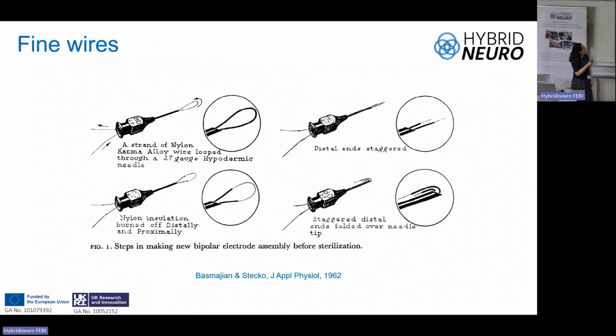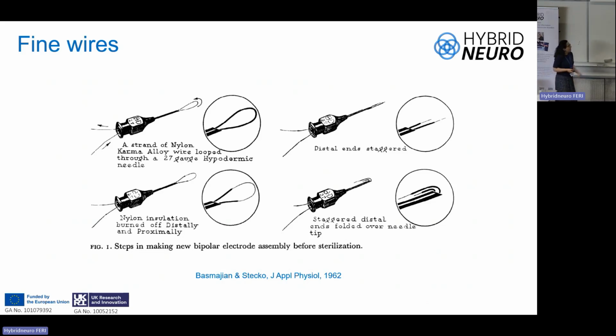So you have here a metal wire, and this metal is covered with some insulation, for instance, nylon in this case. So you make a loop, you insert it into a hypodermic needle, then you remove the insulation at the tip so that the bare metal is able to record the activity from the muscle. You cut this loop so that you create two wires. You bend them so that you have two barbs. And these two pieces of metal are those that will be able to record the signal when you insert them in the muscle.